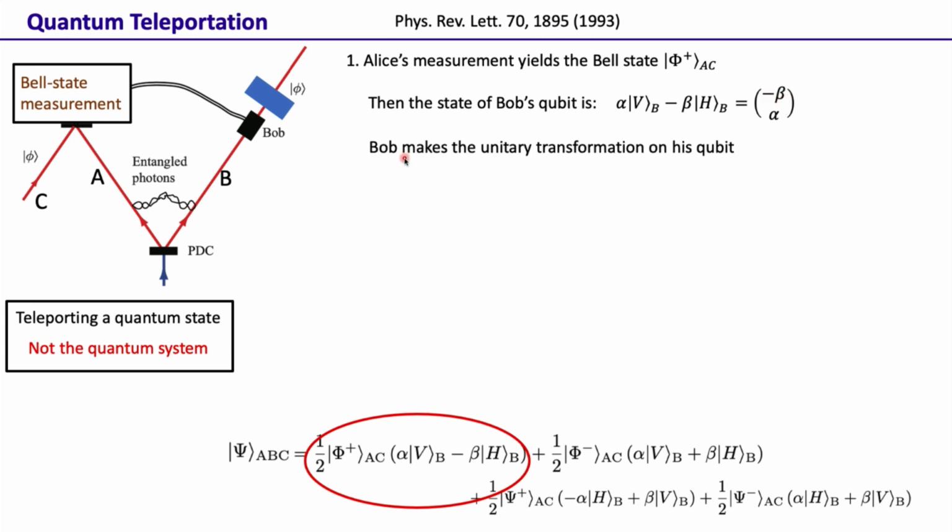Now, Bob makes a unitary transformation on his qubit. So remember, both Alice and Bob know which particular Bell state, phi AB or psi AB, they started with. So that knowledge they have. The only thing they don't know is what this state phi psi is.